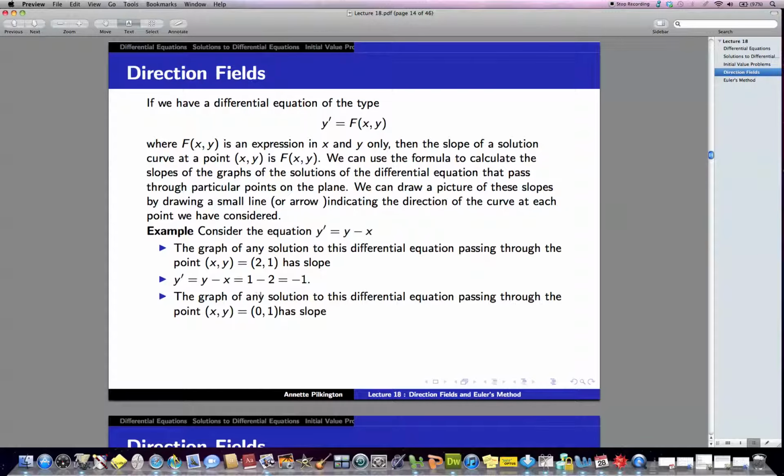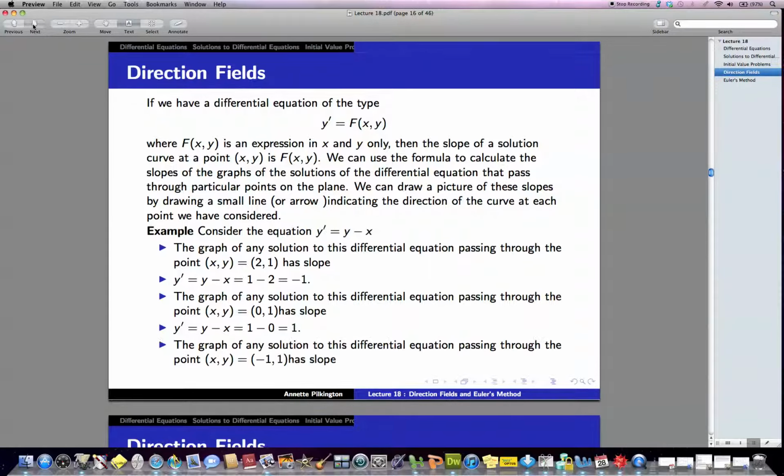And at another point in the plane, x, y equal to 0, 1, again I can use the formula for the derivative, which is y minus x, or 1 minus 0, which is 1, to determine the slope of the solution that passes through that point. Remember, we said before that given any particular point on the plane, there is usually a unique solution passing through that point. And I say usually because there are exceptions to that rule.